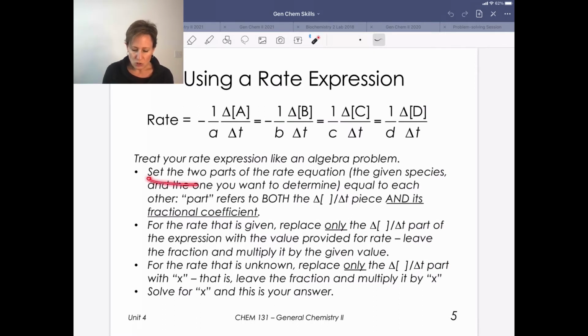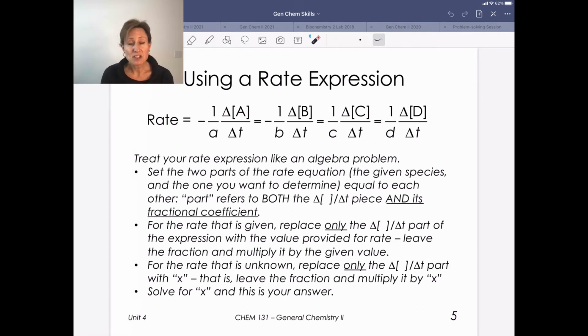What we're going to do is take the two parts of the rate equation that have some information provided, and set them equal to one another, because the rate of the reaction, look, these are all equal to one another. So let's say we knew the rate that D was appearing at. That can allow us to relate it to the rate that A is disappearing. Okay? So again, we're going to set those two parts of the rate expression equal to one another. And when we talk about the parts, this is what I'm referring to as a part. So this whole thing is going to be equal to this whole thing.